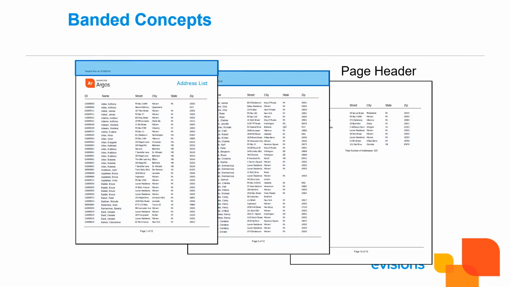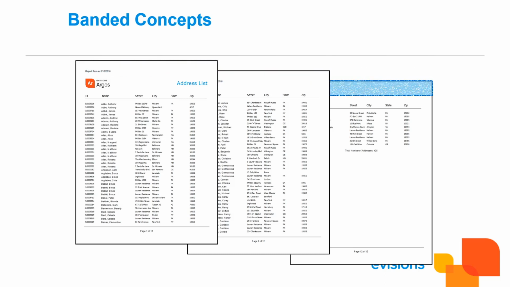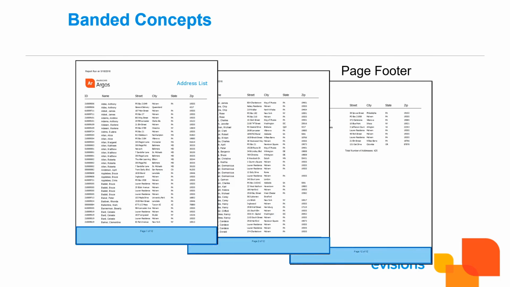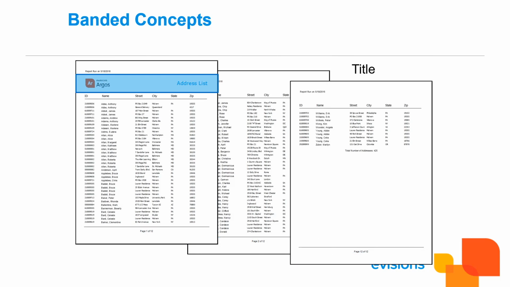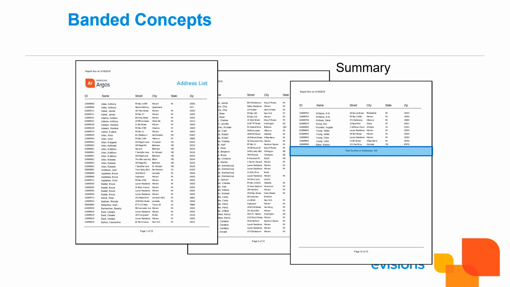The first optional band is the page header band. The page header prints at the top of each page. You can also have a page footer band that prints at the bottom of each page. The next band is a title band, which prints only on the first page. And just like we have a title band that will only print on the first page, we have a summary band that prints only on the last page.